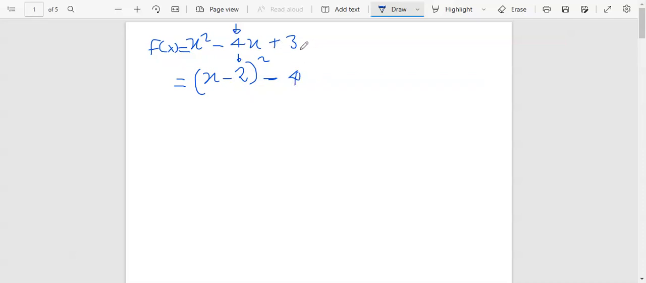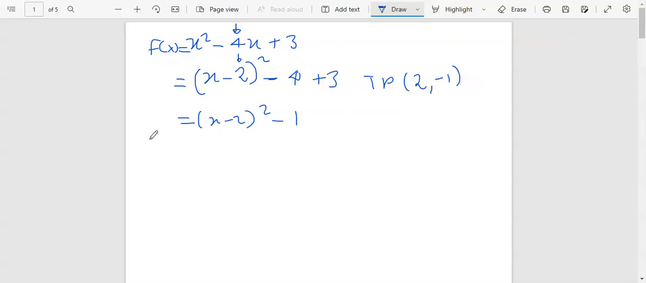So I'll write it here, and then I'll write the 3 at the end. So I've completed the squares. So this is x minus 2 squared minus 1. Meaning that the turning point for this one, the x value is what you're able to see in the brackets, just change the sign. So since it's negative, it means it's positive 2. The y value is the one outside, negative 1. So this is the turning point.